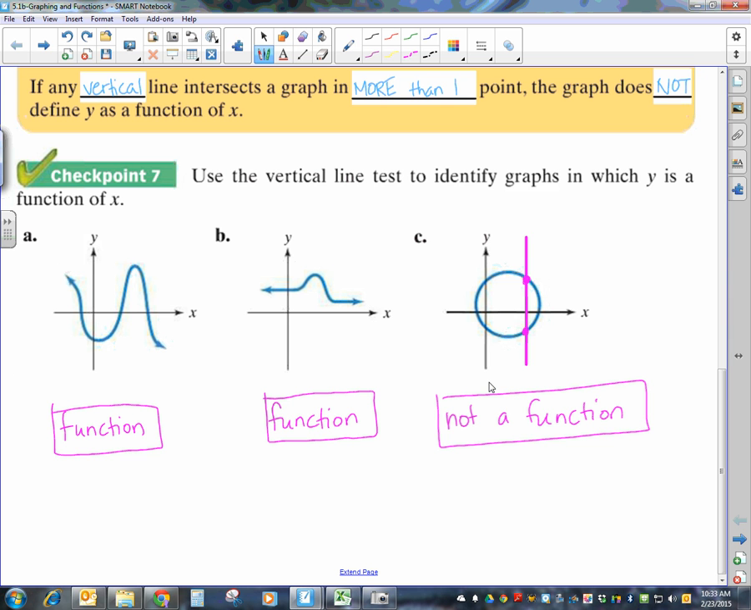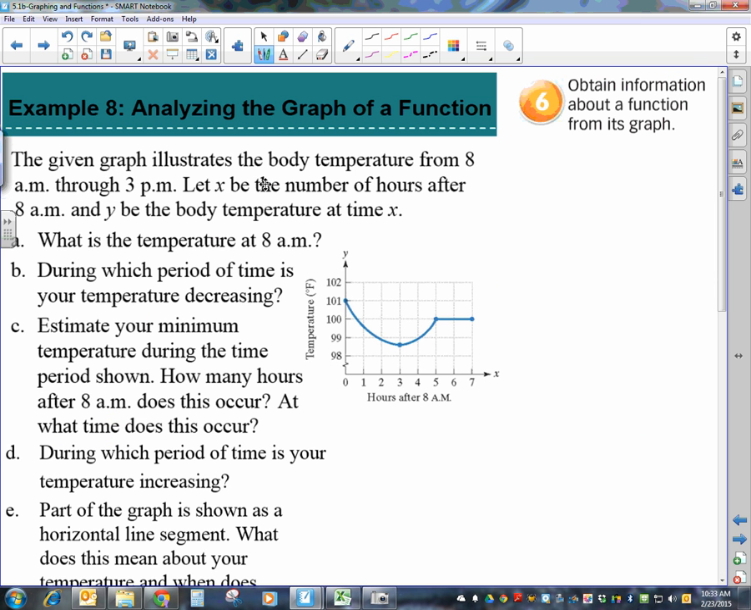All right, the last thing that we're going to do is analyze the graph of a function. They've given us a graph that illustrates body temperature from 8 a.m. to 3 p.m. Notice what they say here. These are the hours after 8 a.m., and this is the temperature at each of those times. So the first question says, what is the temperature at 8 a.m.? Well, how many hours after 8 a.m. if we want 8 a.m.? That, of course, is going to be 0 hours, so our temperature is 101 degrees.